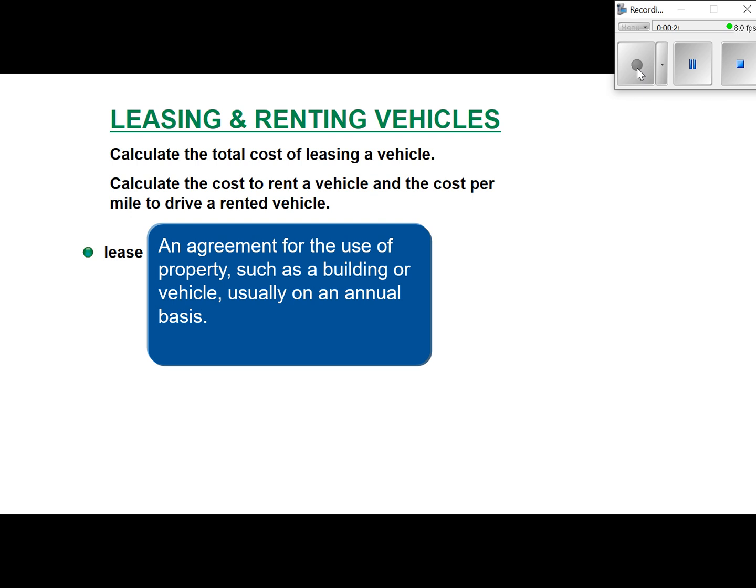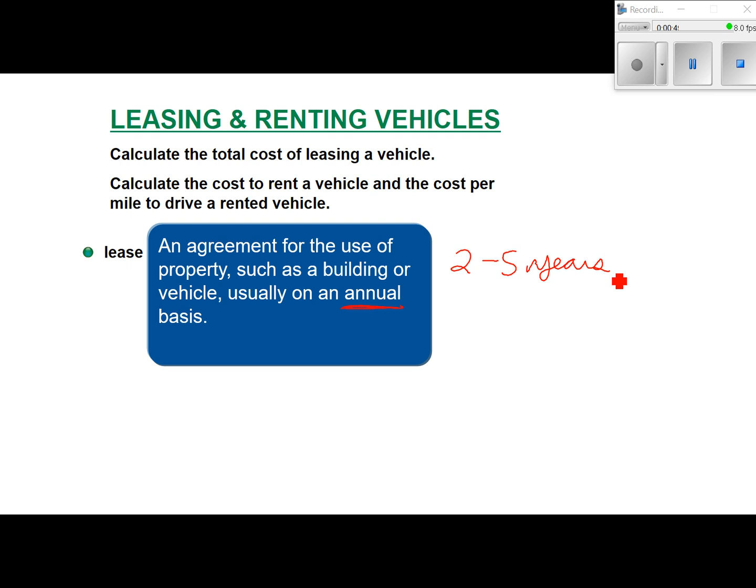A lease is an agreement for the use of some property. In this case, it's going to be a vehicle of some kind, a car or van, whatever. So you're signing an agreement with some dealership or some bank to lease a car from them. Usually it's on an annual basis. It doesn't have to be a year. It's usually like 2 to 5 years that you take the lease out for.